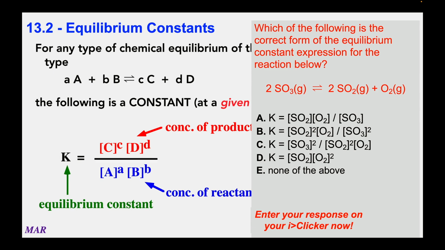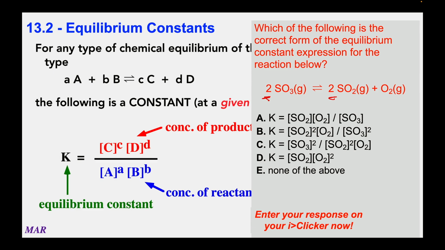So you can see, for example, in answer A, you do have the products, SO2 and O2, in the numerator and SO3 in the denominator. So that's at least that part of it. However, the one part that A is missing is you have to raise each of the chemicals to its stoichiometry. So the SO3 should have a 2 next to it because there's a 2 by the SO3 right there. And also the SO2 should have a 2 next to it because there's a 2 right there. The O2 would be raised to the first power because there's an invisible 1 right there.